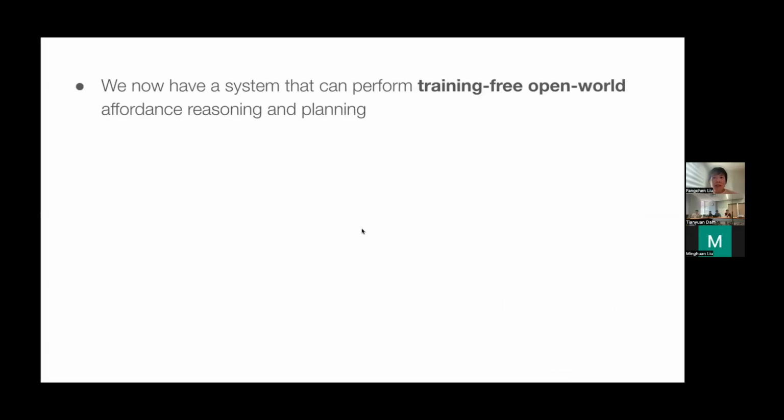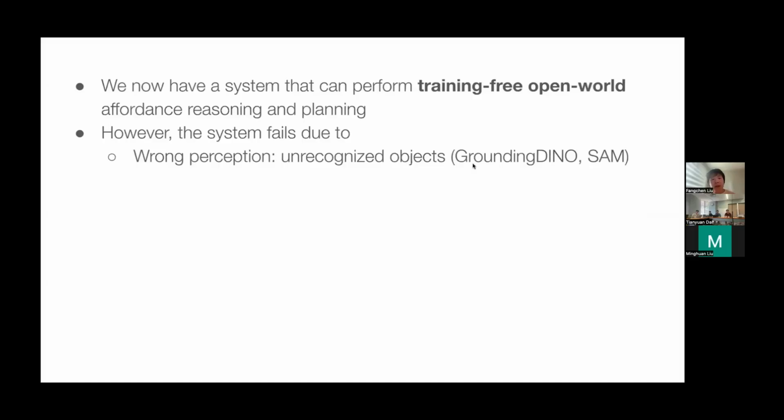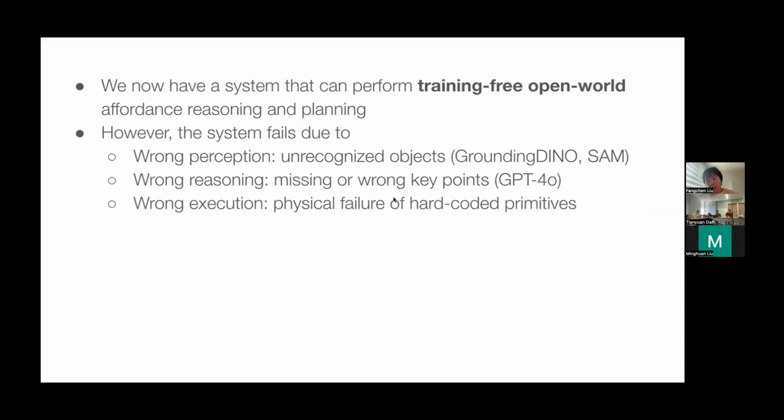The takeaway of this work is we now have a system that can perform training-free open-world affordance reasoning and planning, but the system fails for various reasons. Sometimes we have wrong perception. Some objects involved are not recognized by Grounding DINO. Or sometimes GPT-4 gives us a wrong decision on which key points to interact with. And sometimes our low-level primitive fails because of wrong sensors, such as inaccurate depth sensors.